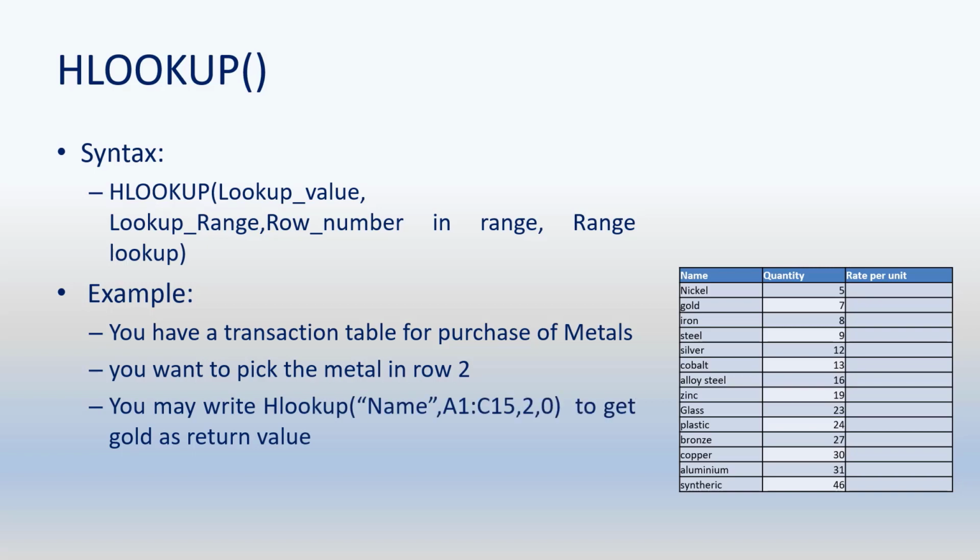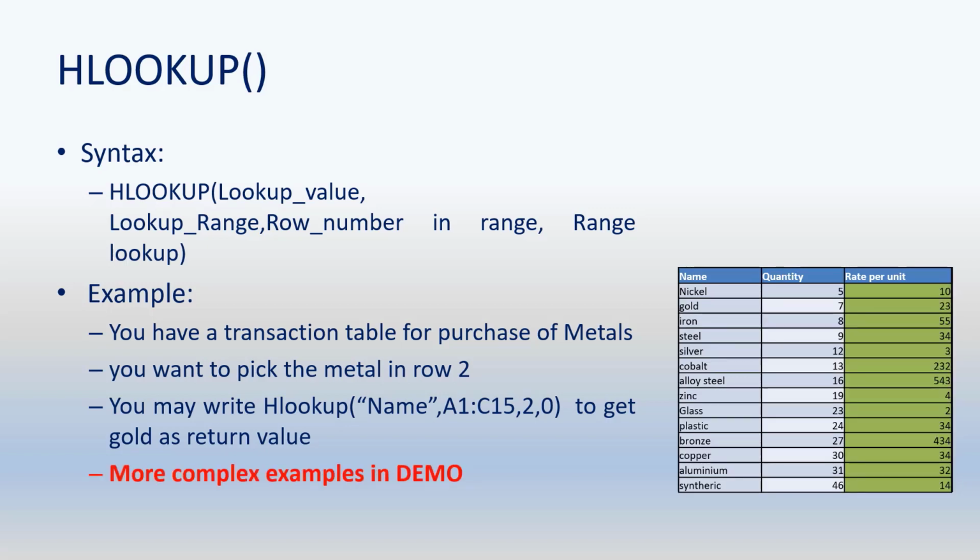You may write the function as HLOOKUP and then the heading name for column A, which is Name. Then you provide the range in which the search has to happen. The range is A1 to C15. Then row number as 2. 0 is for exact match. So you will get gold as the return value. There are more complex examples in the demo.